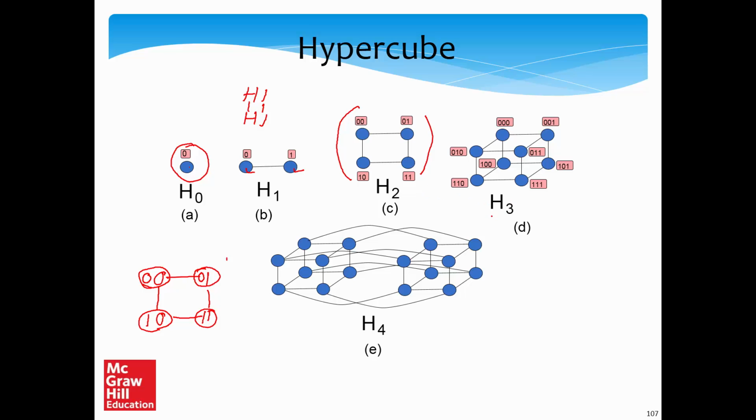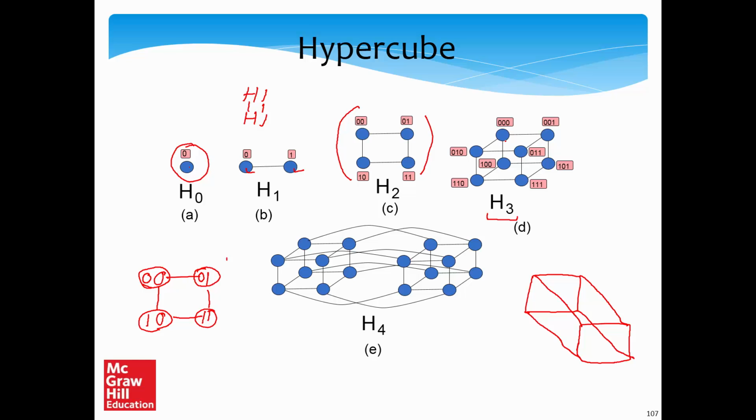Similarly, for creating a hypercube of order 3, we take two hypercubes of order 2, and we connect their corresponding nodes. So basically, this node is the same as this, this is the same as this, this is the same as this. So this becomes a regular cube. As you can see over here, the hypercube of order 3 is a regular cube. And we have done exactly the same thing. We have reproduced two hypercubes of order 2, and their corresponding nodes have been connected.